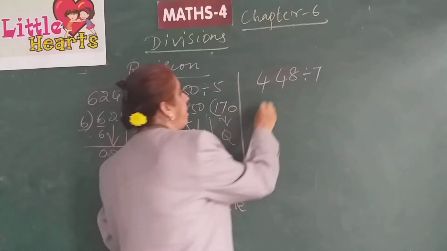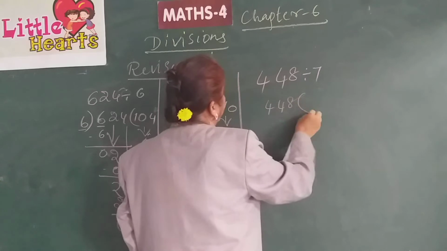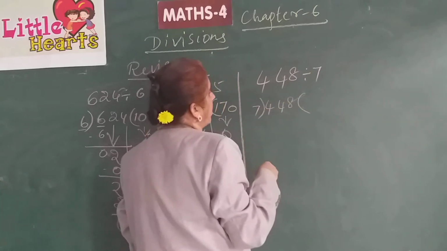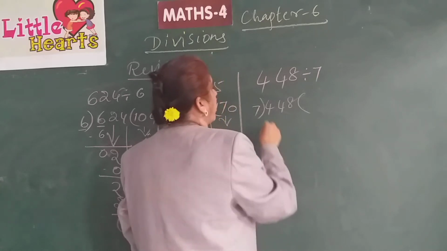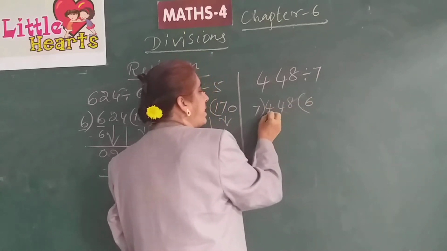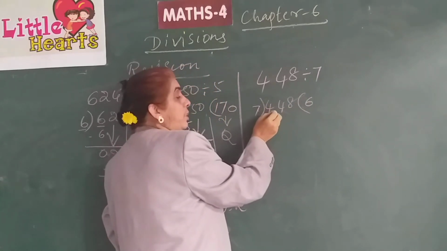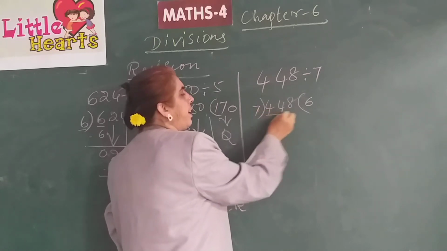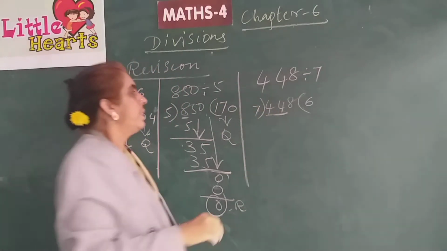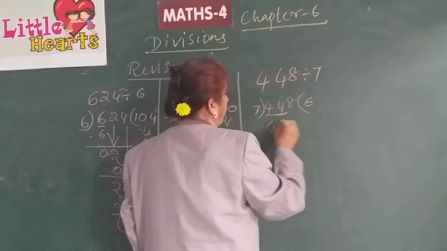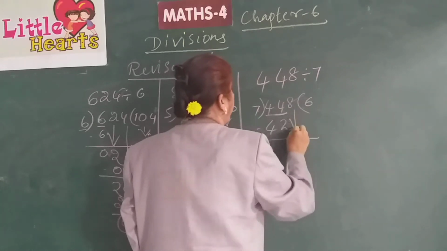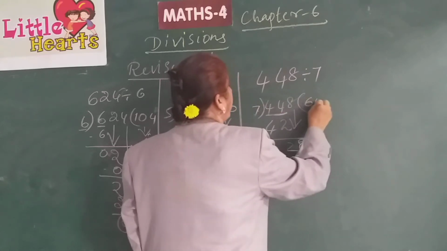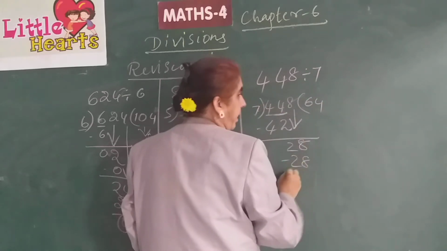Now 448 divided by 7. As the hundreds place digit is less than 7, take 2 digits, 44. 7 6s are 42. 4 minus 2 is 2, bring down 8. 7 4s are 28.